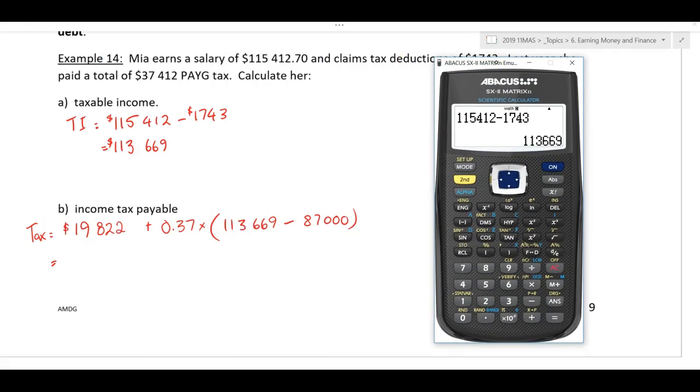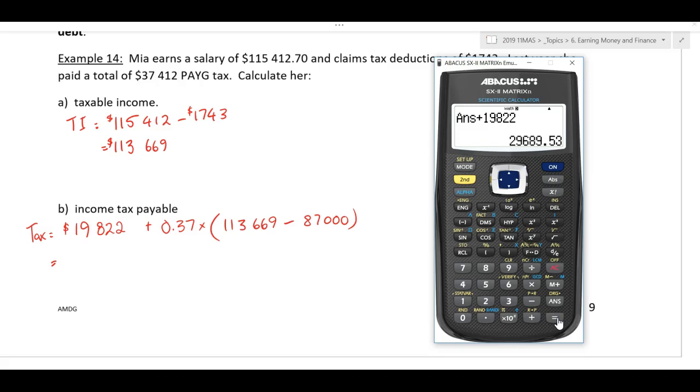For my 113,669, I subtract the 87,000. That's how many dollars above the threshold I am. Multiply that by 37 cents for every dollar. So I have that much owing plus the 19,822. And that's how much income tax Mia needs to pay.